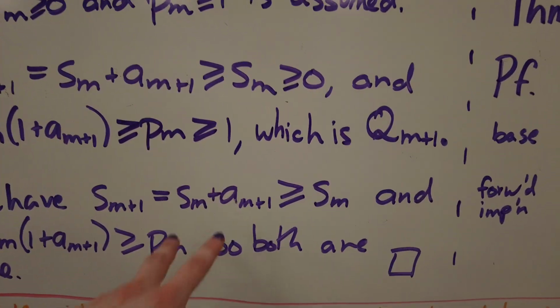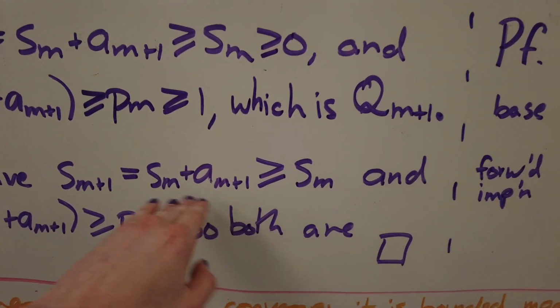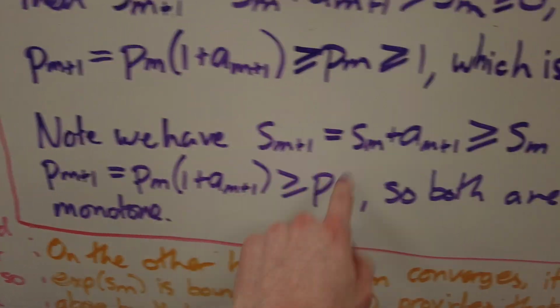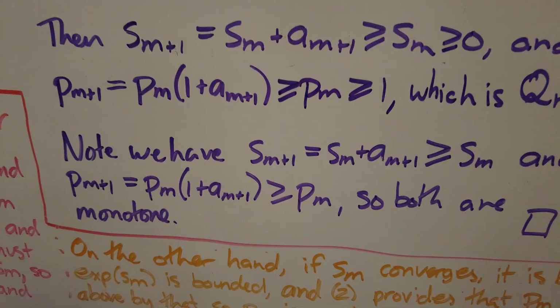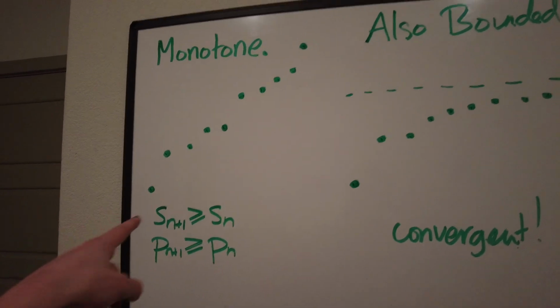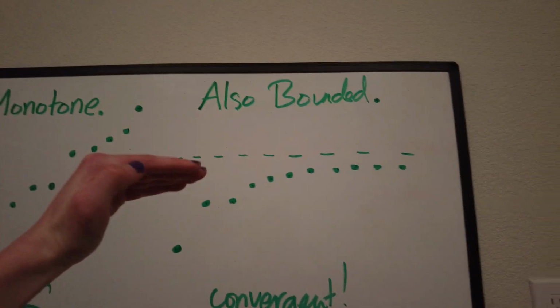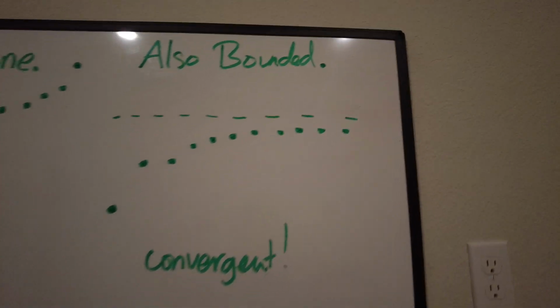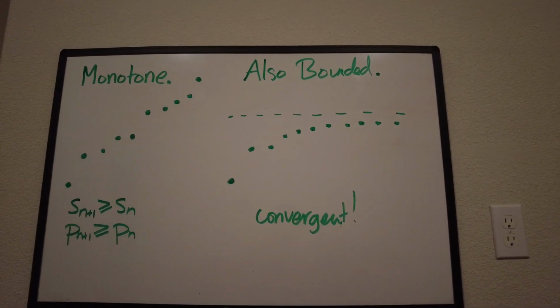I made that argument already. You're adding a non-negative number, so it's at least this, and you're multiplying by a number at least 1, so it's at least that. So it's increasing. We have our monotone sequences that are constantly increasing. A bound on them would restrict their growth, meaning they have to settle on some value and thus converge.